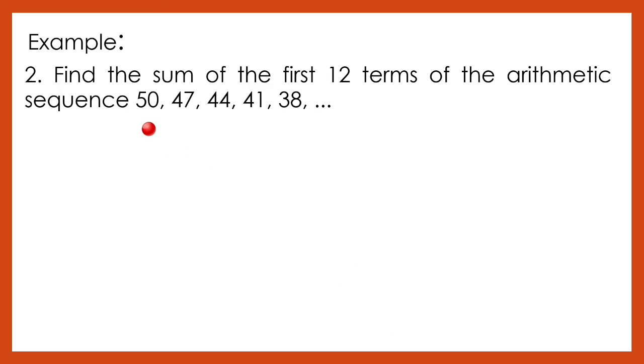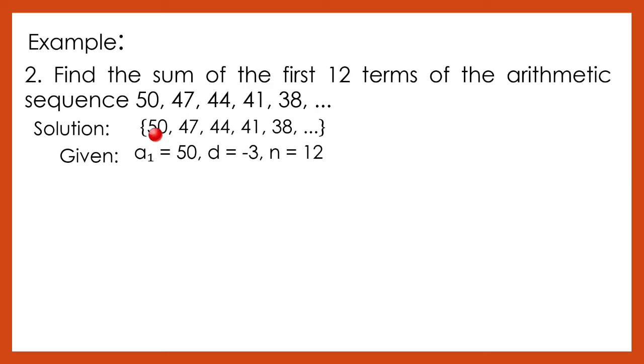Let's have example 2. Find the sum of the first 12 terms of the arithmetic sequence 50, 47, 44, 41, 38, and so on. So, based sa ating given, wala siyang last term. So, ang given natin, a sub 1 is 50. Ang common difference is negative 3. So, 47 minus 50, that is negative 3. 44 minus 47, that is negative 3. 41 minus 44 is negative 3. 38 minus 41 is negative 3. And then, the number of terms is 12.